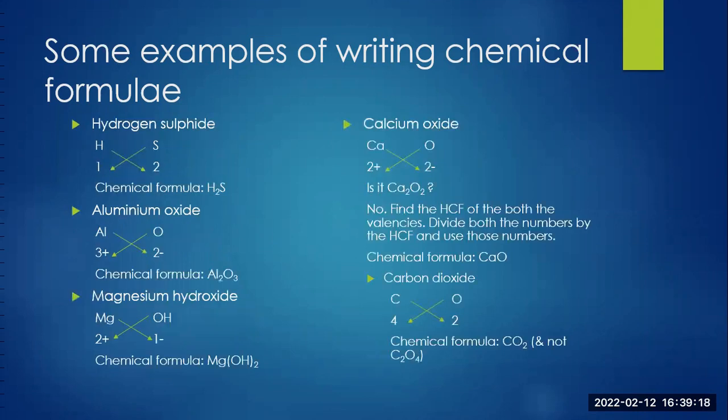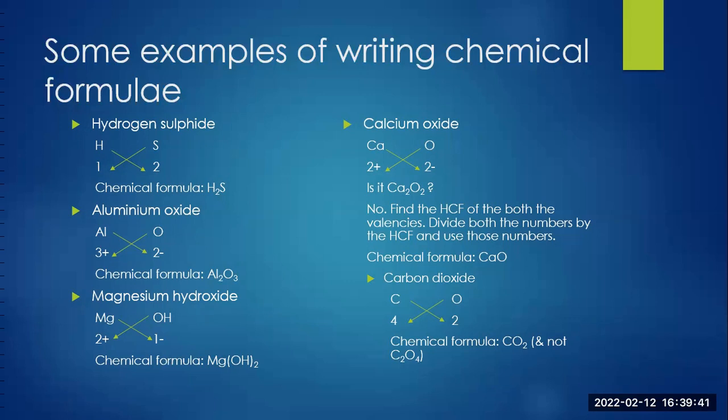The next example is magnesium hydroxide, where the chemical symbols are Mg and OH. So the chemical formula becomes Mg(OH)2.